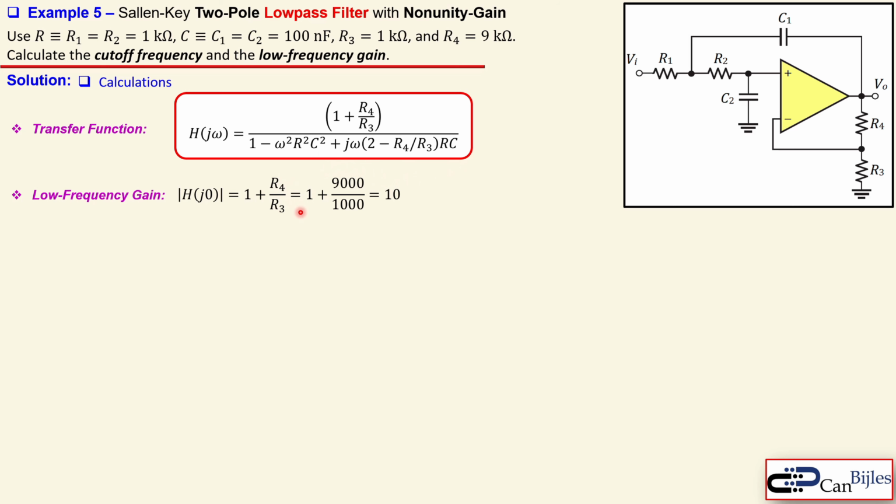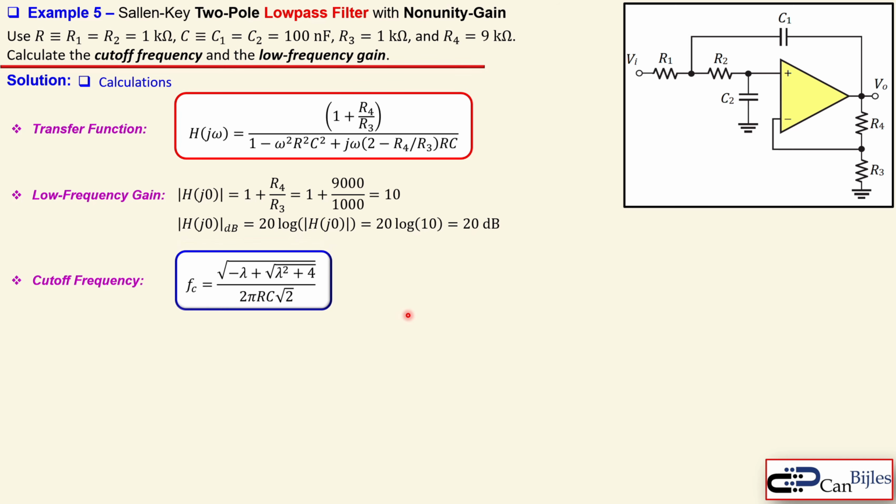And then you have 1 plus 9000 over 1000, which is actually shown here. And then you get here 1 plus 9 is 10. In dBs, that is 20 log of this value, which is then 20 log of 10, which is then 20 dB exactly.